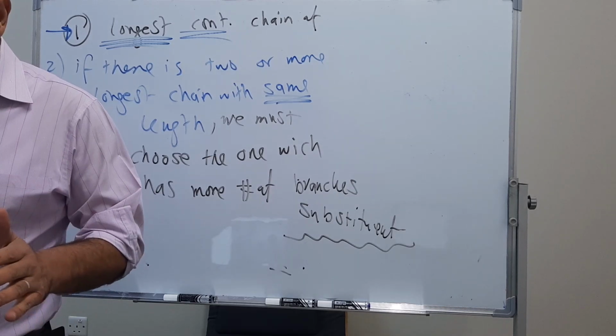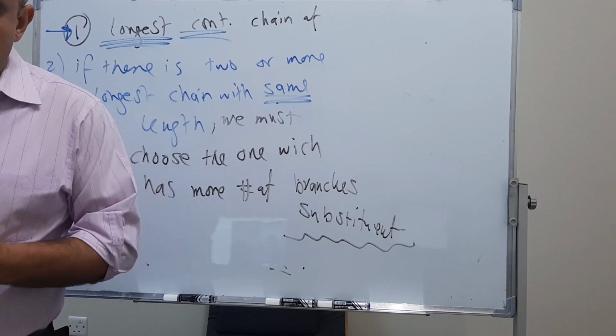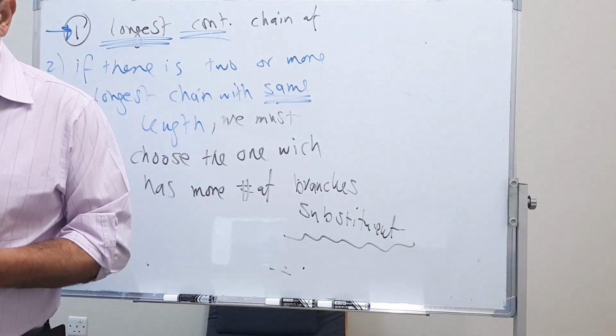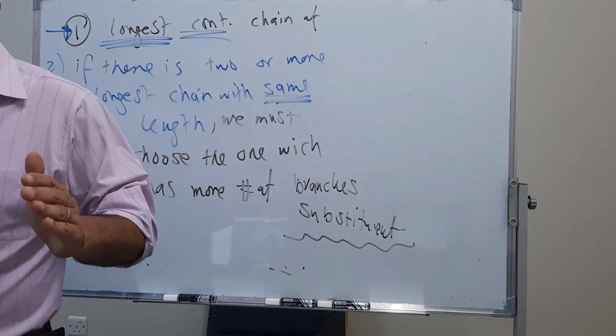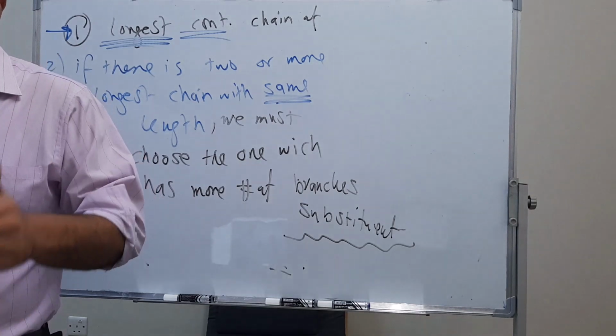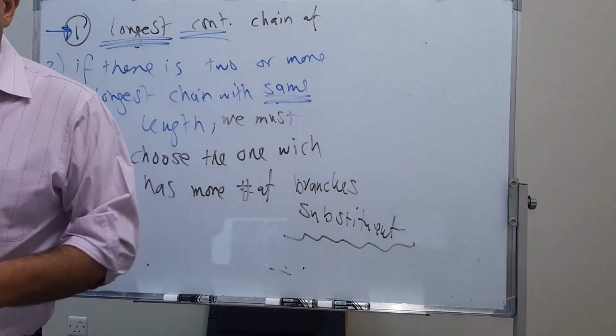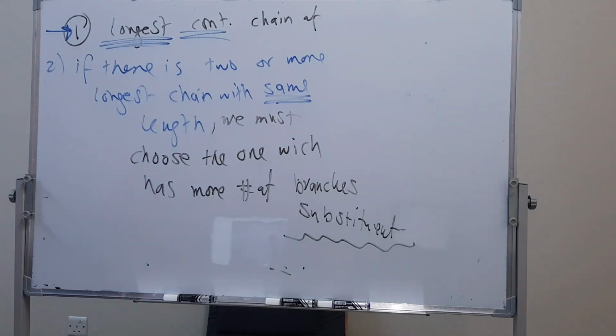In some cases, we may find more than one longest chain of carbon atoms, with the same length. In this case, we must choose the chain which contains more branches or more substituents. I think with an example this can be more clear.